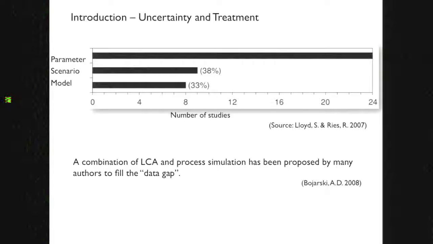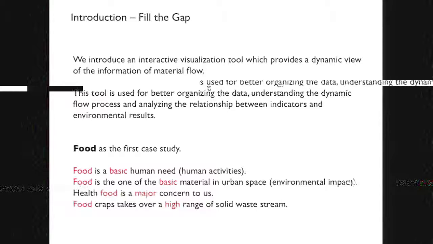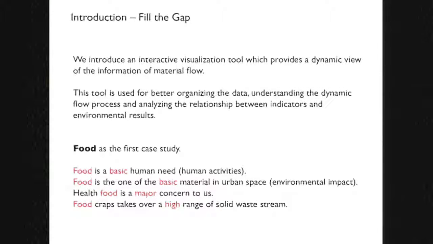So how to solve this problem? How to treat this uncertainty? A combination of LCA, life cycle assessment, and simulation is one of the solutions. So we try to use a simulation tool to solve those problems. Here, we try to introduce an interactive visualization tool to provide a dynamic view of the information of material flow. And this tool can help us organize the data and understand the process. And food is our first study case because food is so important. It's a basic human need.